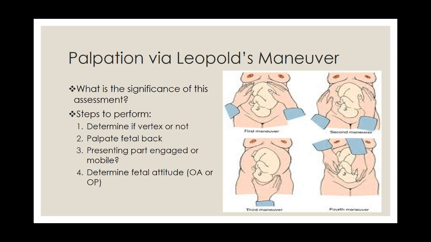If it's engaged, that means it's entered the pelvic inlet and it's not going to be able to move. If it's not engaged, you're going to be able to move it around. And then in the fourth picture, we're determining fetal attitude. So is the baby occiput anterior or occiput posterior? It takes a very skilled person to do Leopold's maneuver and really determine all of these different things.